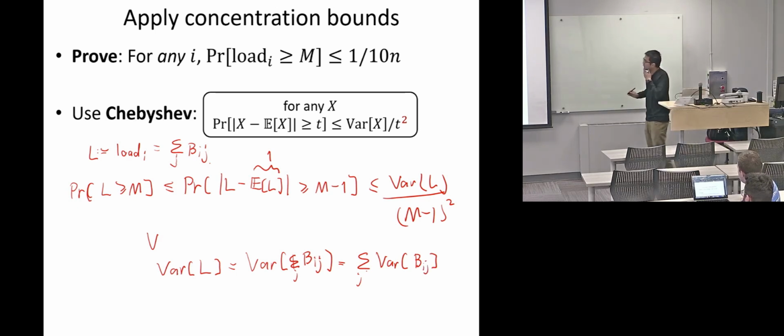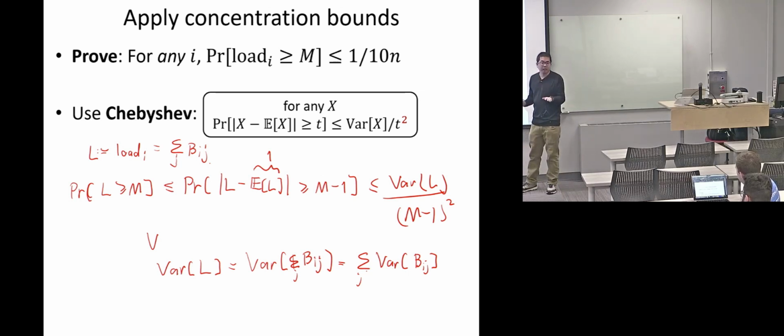Why can I use this? Because these random variables, for all j, are independent. Each ball is independent from each other. Only then can I use linearity of variance, right? Otherwise, I cannot use it. Okay.